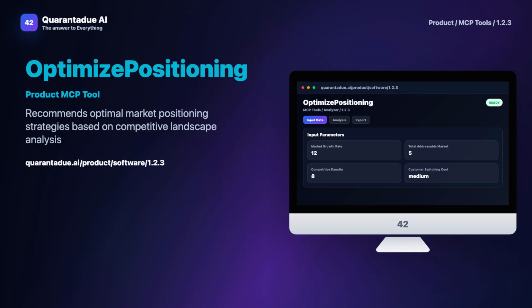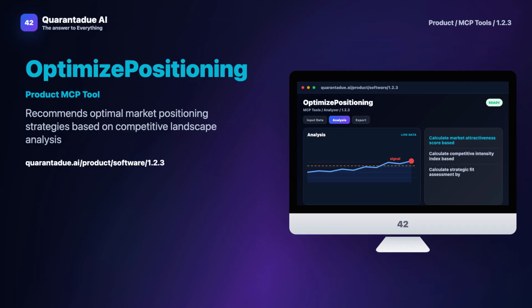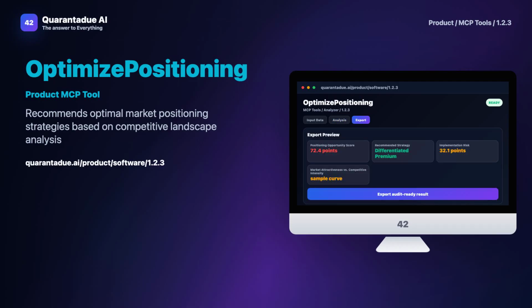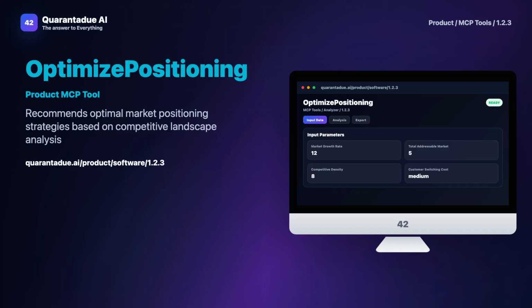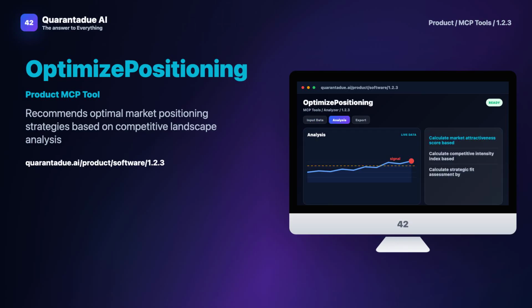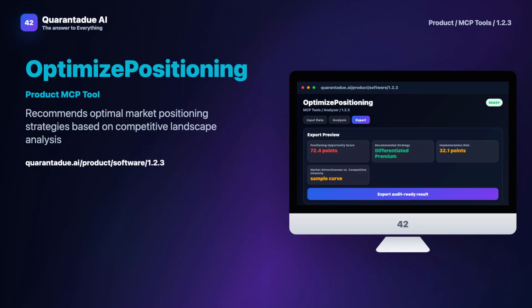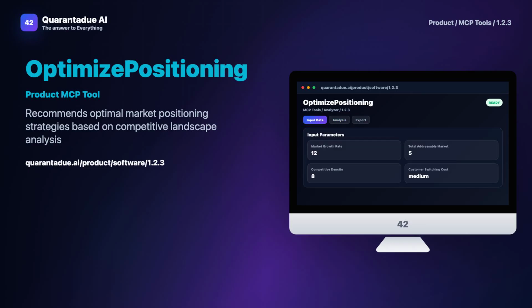Optimized positioning is product software for a specific operational decision, recommends optimal market positioning strategies based on competitive landscape analysis. This video explains what the tool does, why the workflow matters, and how the output becomes useful decision evidence. The problem is that product teams often manage this workflow with scattered inputs, inconsistent review rules, and manual interpretation.